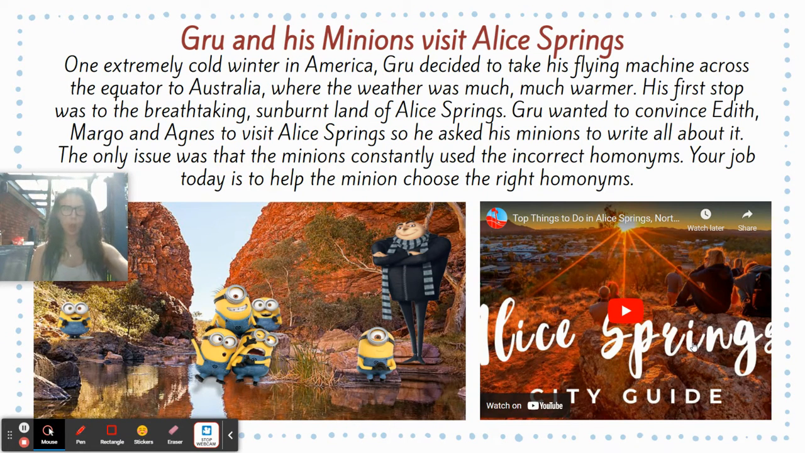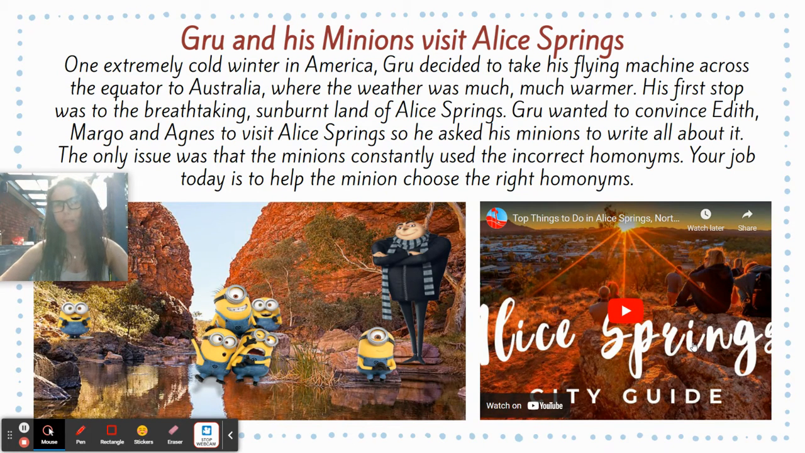Okay. Sorry, I'll read the title. Gru and his minions visit Alice Springs. Now, just a side note, remember that America is on the other side of the world, which means that their seasons are different to ours, the complete opposite. One extremely cold winter in America, Gru decided to take his flying machine across the equator, where the weather was much, much warmer. His first stop was to the breathtaking sunburnt land of Alice Springs.